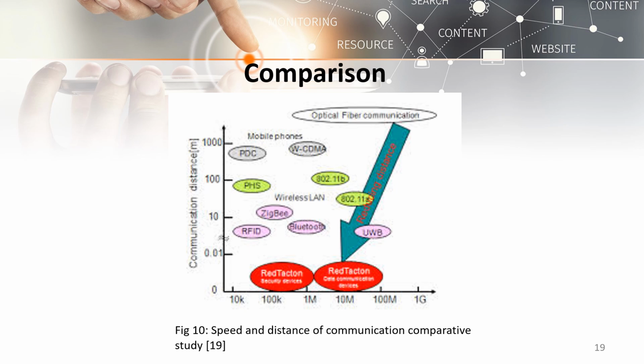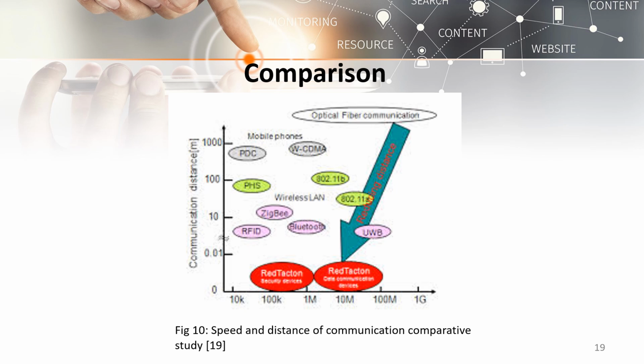Taking the above points into account, RedTacton is situated directly between wireless and wired communication. RedTacton allows for easy connection without connectors, while at the same time allowing transmission of data only between two contact points. It thus has the feature of being difficult to intercept.